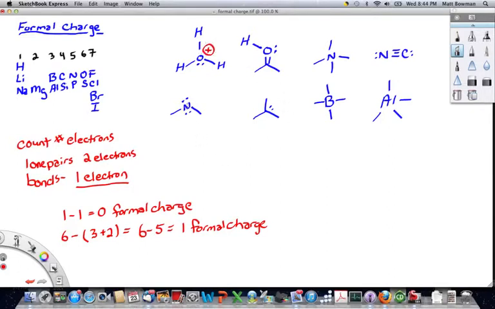Let's take a look at this nitrogen. This nitrogen is in group 5. It has 2 electrons from bonds and 4 electrons from lone pairs. We get 5 minus 6 equals minus 1. This has a formal charge of minus 1.